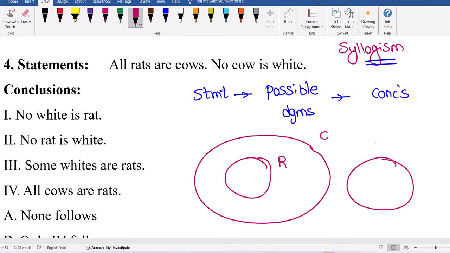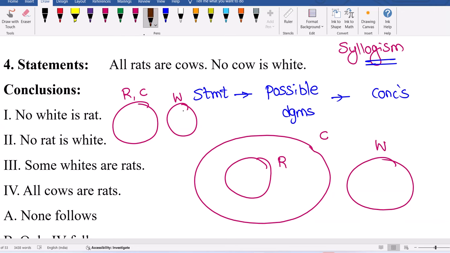No cow is white. Yeah, there is one more diagram. All rats are cows. Same circle we can take. No cow is white. These are the two possible diagrams with respect to the given statements. Right. Now, first conclusion.